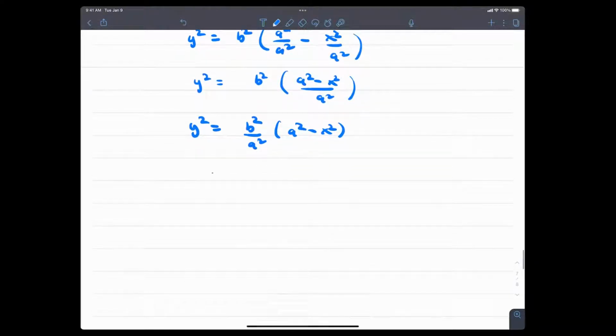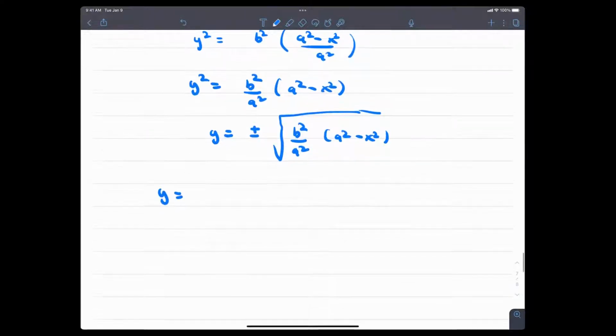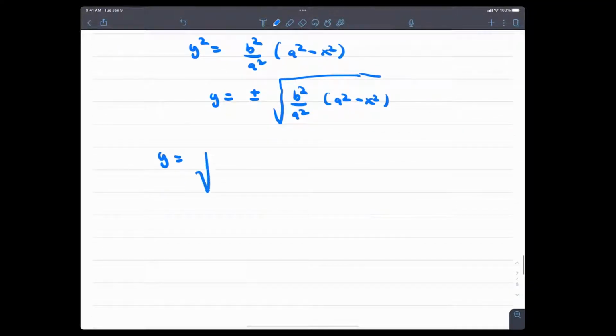What does this mean? This means y is two things. It's plus or minus the square root of b squared over a squared times a squared minus x squared. Okay, and it means two things.